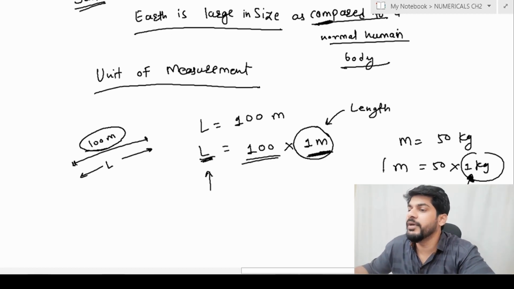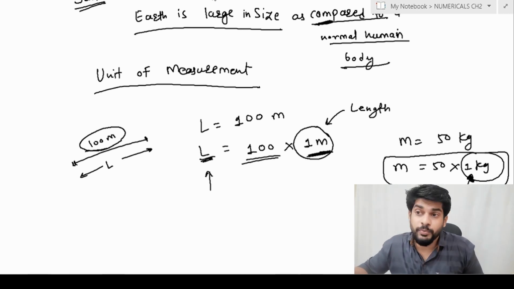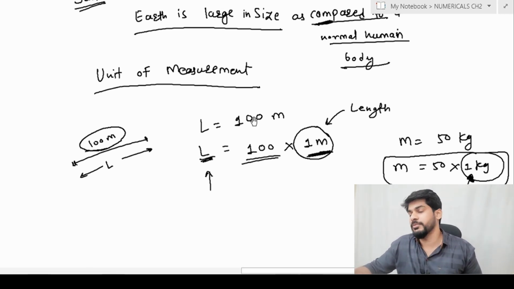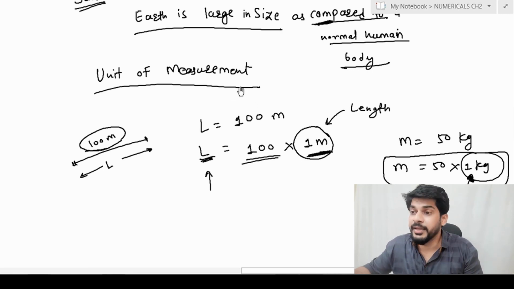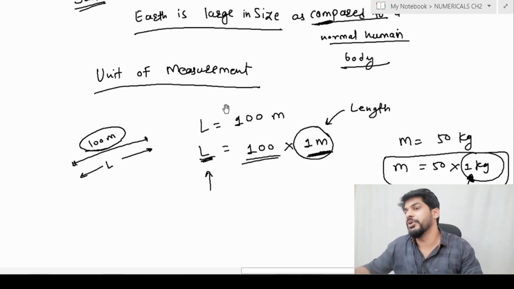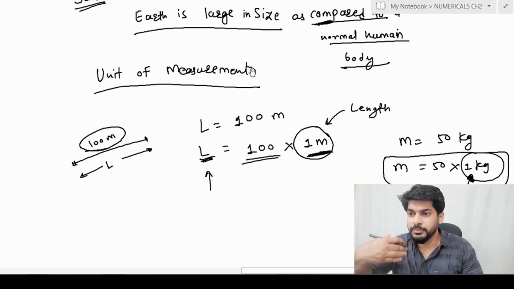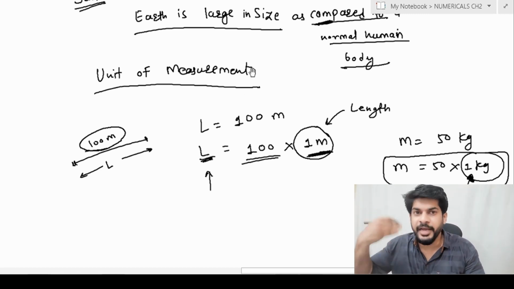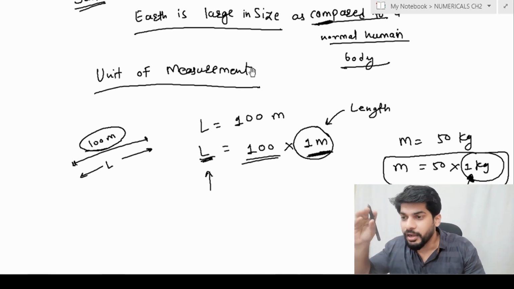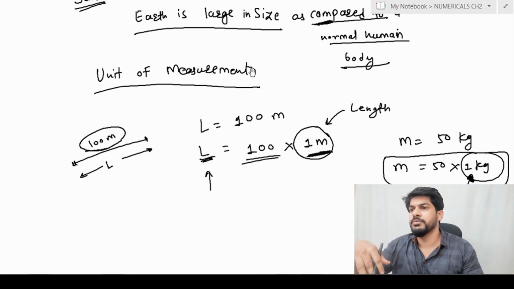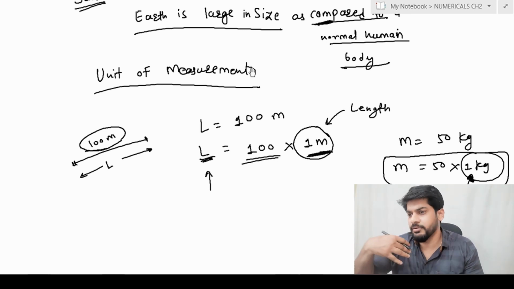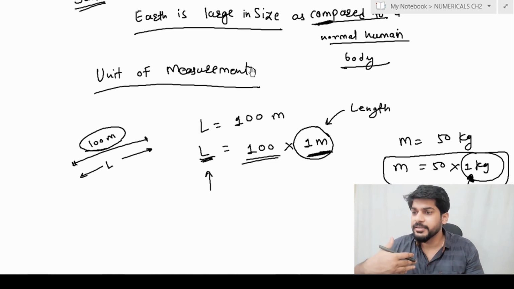So everywhere we require some standard for comparison. Nothing is small, nothing is big without comparison. For example, if I say my height is small or less, I can't say that directly, because my height is not small or less.